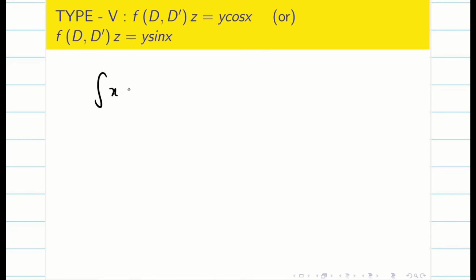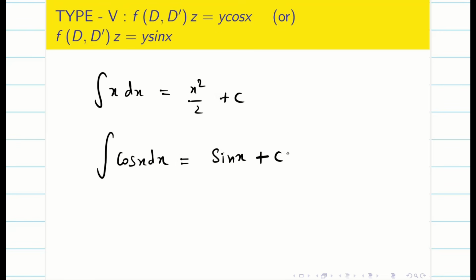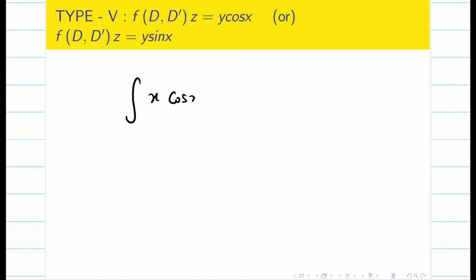We know what is the integration of x dx. It's simply x square by 2 plus c. We know the integration of cos x dx. Cos x integration is sin x plus c. But in this problem, we are going to integrate x into cos x or x into sin x. In this case, how to do the integration.